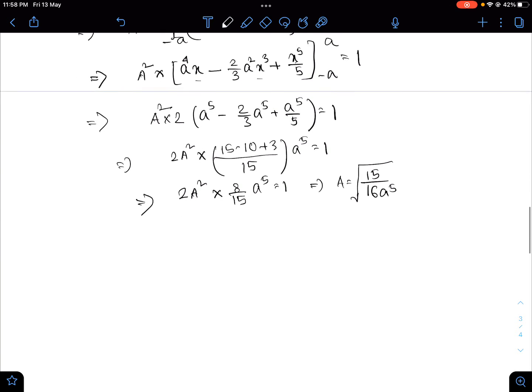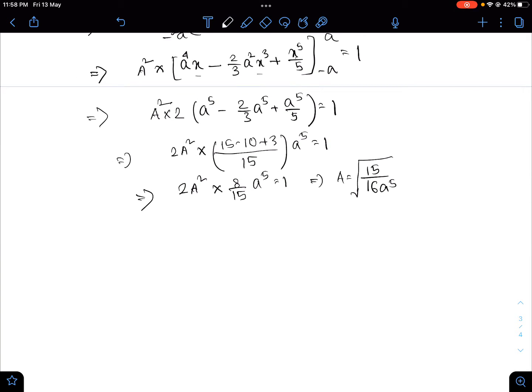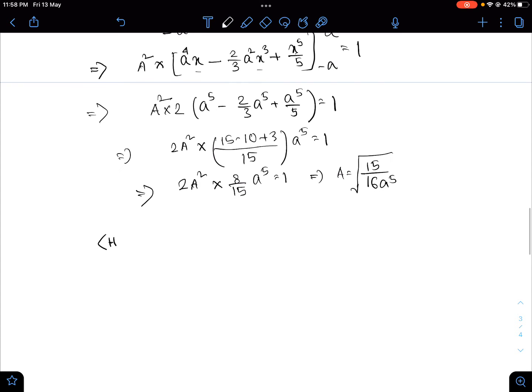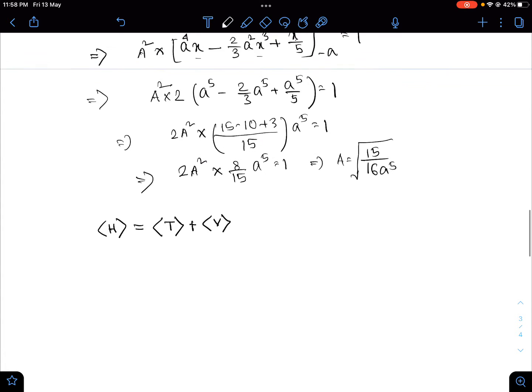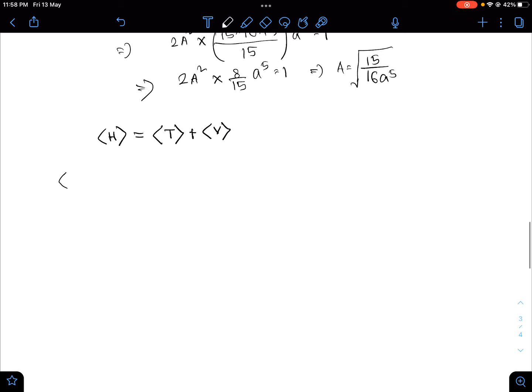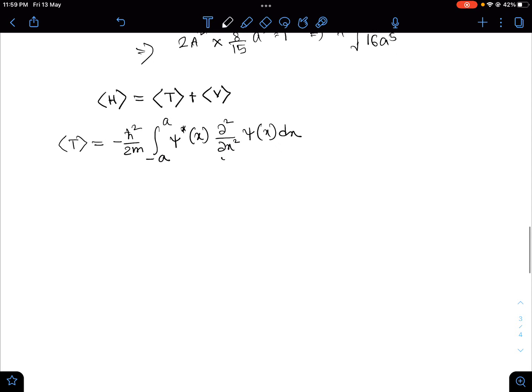Using this, now we have to find the value of H, the expectation value of the Hamiltonian. The expectation value of the Hamiltonian can be written as the sum of the expectation value of kinetic energy and the expectation value of potential energy. So what is the expectation value of kinetic energy? It is minus h bar squared by 2m, times the integral from minus a to a of psi star(x) d squared psi by dx squared dx. Let us evaluate this first.